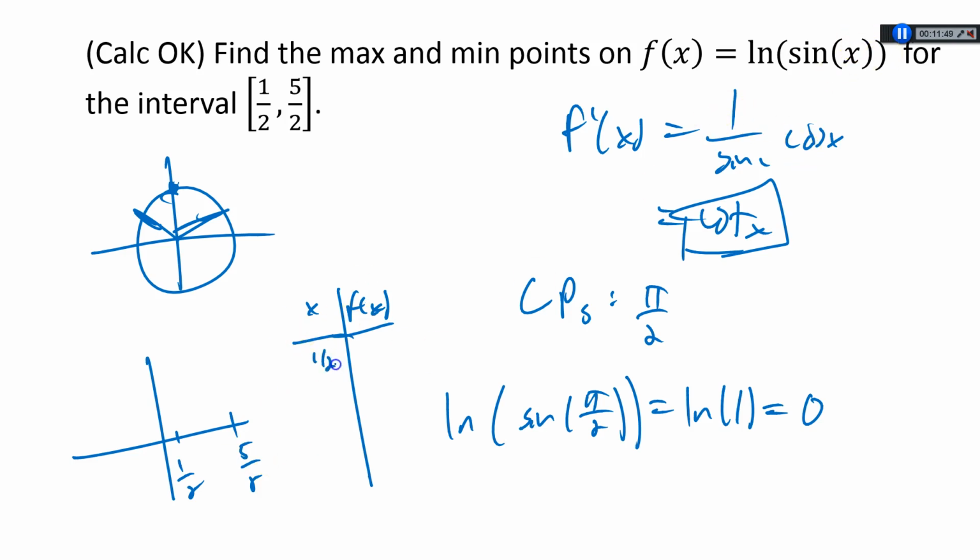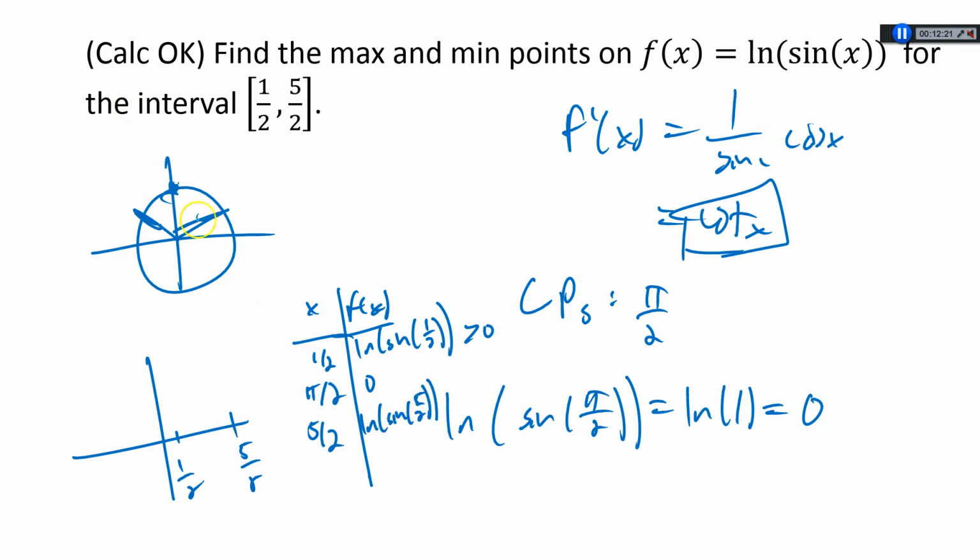So I have 1/2, I have pi over 2, and I have 5/2. So we just found out that we plug in pi over 2, we get 0. Plug in 1/2, you have sine of 1/2, which would give you a positive value, and then take the natural log of it. So this is going to be a natural log of sine of 1/2. I don't even need a calculator to know that's going to be positive. Then the last one's going to be natural log of the sine of 5/2.